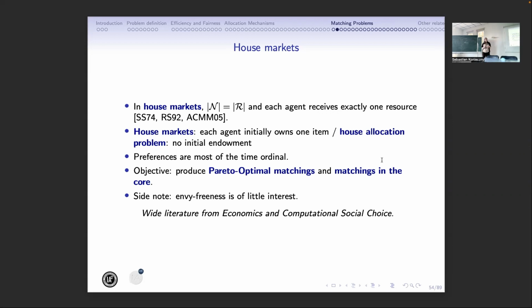So it is very restrictive to find an envy-free allocation in house market problems, because an envy-free allocation means that all the agents obtain their top resources. So it means that all the agents have different top resources, and you can easily check whether an envy-free allocation exists or not. So we will consider other fairness criteria than envy-freeness.